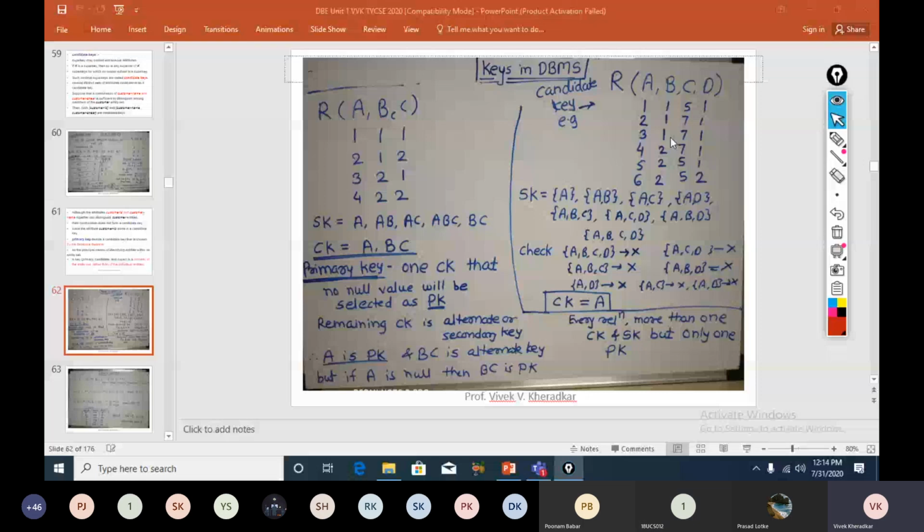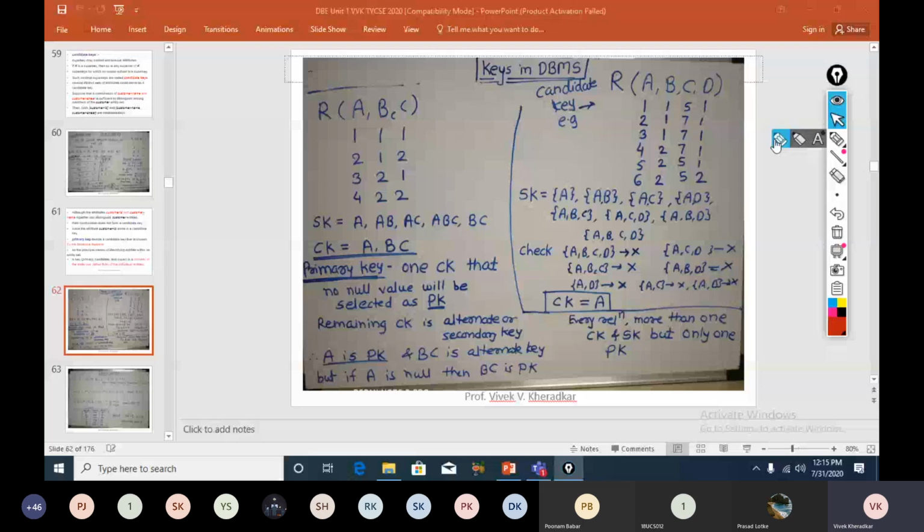So what is the question? Find the super keys, candidate keys, and the primary key. As you know how to find the super key, first, if I go with this relation, I identify that attribute A is enough to identify unique values. So that's why A is a super key.